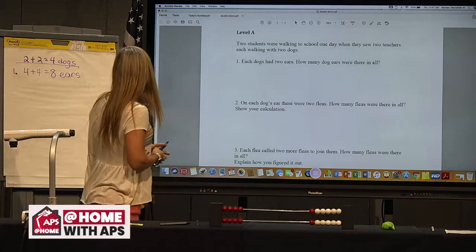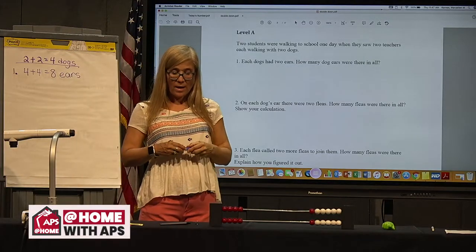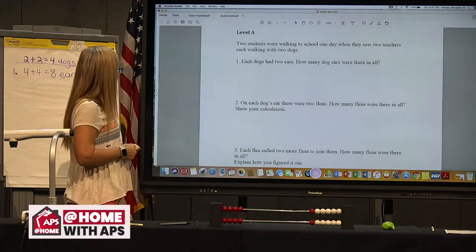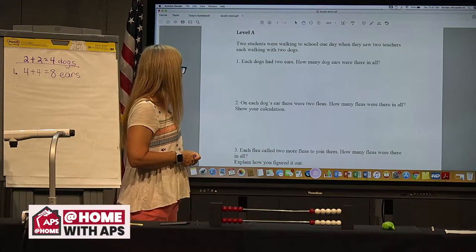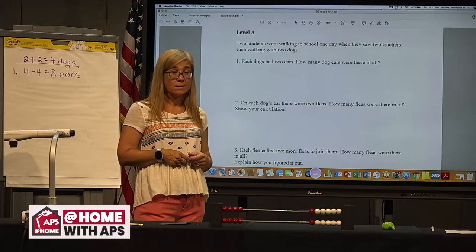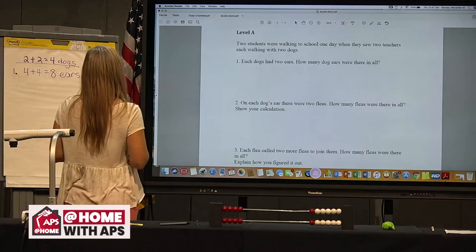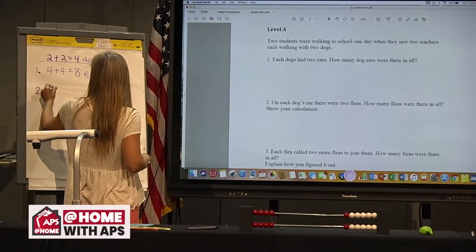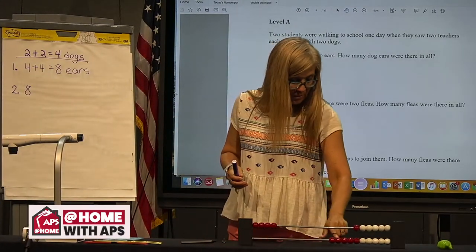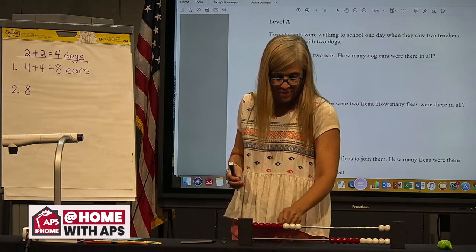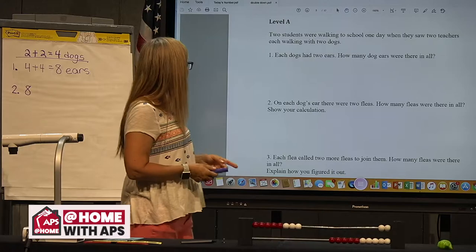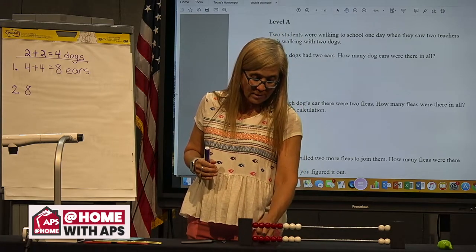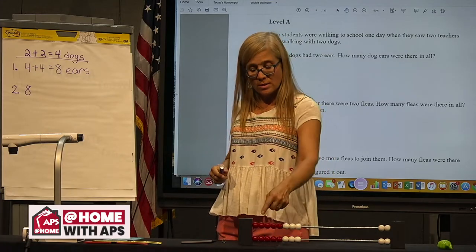So whenever you're answering these kinds of questions, you need to make sure that you label your numbers so that it's clear to whoever looks at your work what you were thinking and what your answer was. Okay, number two said, on each dog's ears, there were two fleas. Each dog ear had two fleas. So we have eight ears. So we'll put our ears on top now. We have eight ears, five and three makes eight. That's another way to make eight. And then on each ear, there were two fleas. So again, we can think about, that's one ear, that's another ear, and so on. That shows us the two fleas on each.